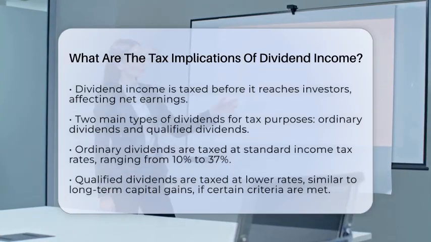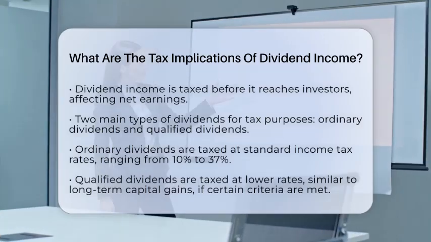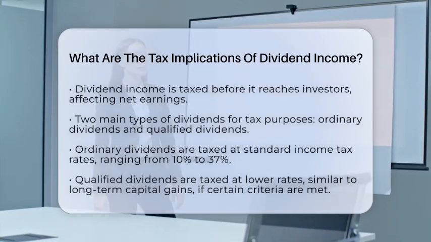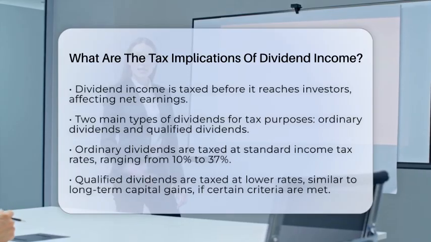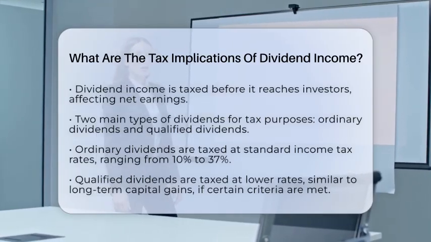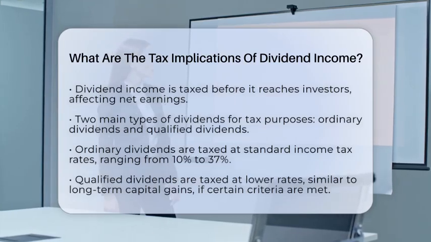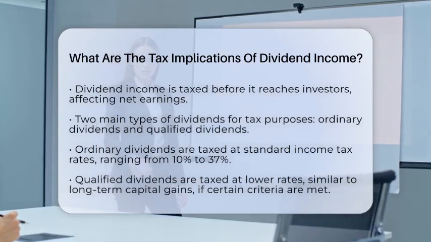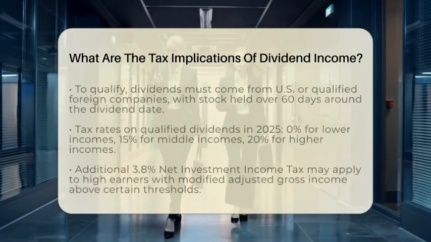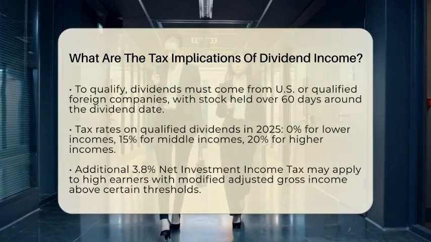There are two main types of dividends for tax purposes: ordinary dividends and qualified dividends. Ordinary dividends are taxed at your regular income tax rates, which can range from 10% to 37% depending on how much you earn. These are the dividends that don't meet certain criteria and are taxed like wages or salaries. On the other hand, qualified dividends are taxed at lower rates, similar to long-term capital gains.